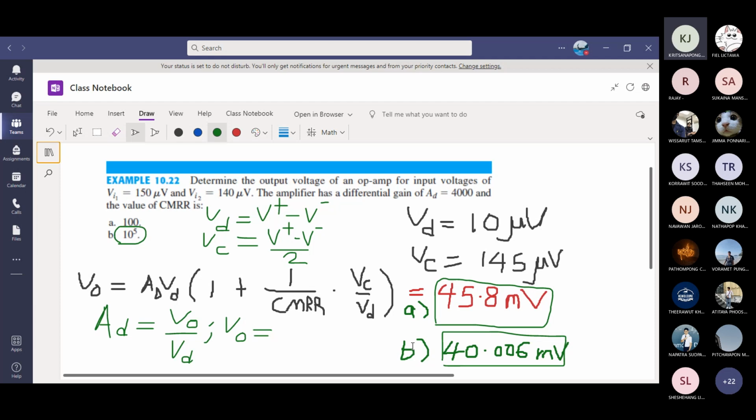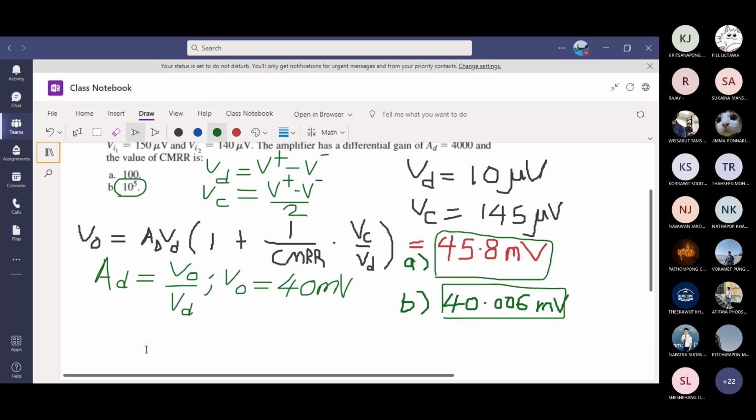How much is it? I think I put a wrong calculator. Hold on. 4,000 times 10 power negative 6. Oh wait, micro is 10 power negative 6. 0.04 volts is 40 millivolts. This 40 millivolts you will get in the differential mode.